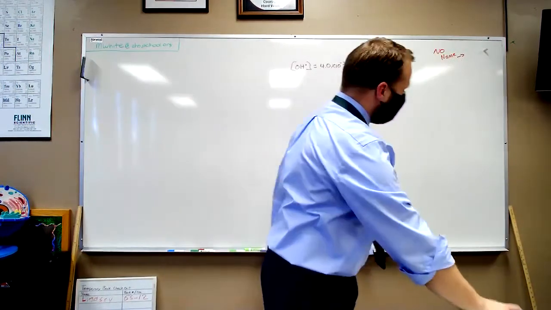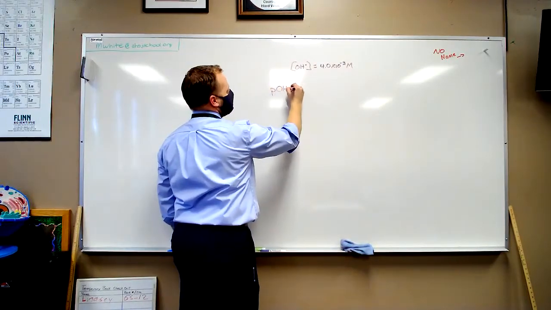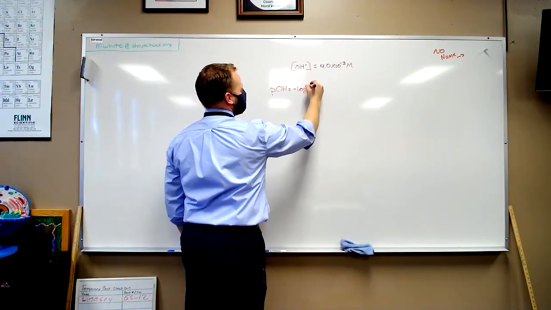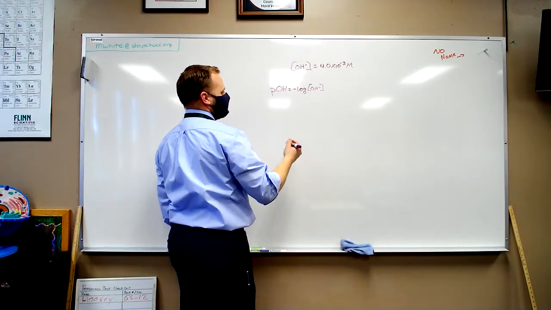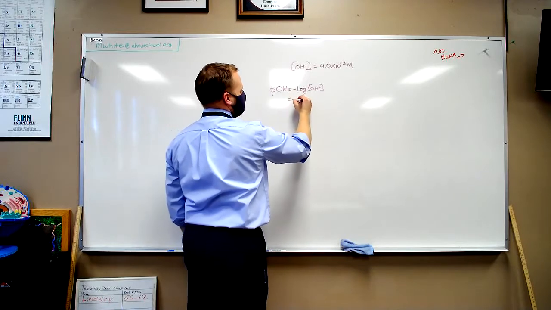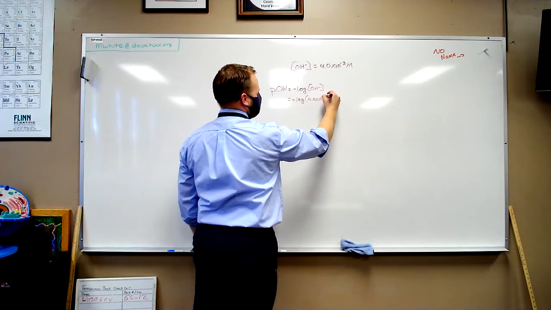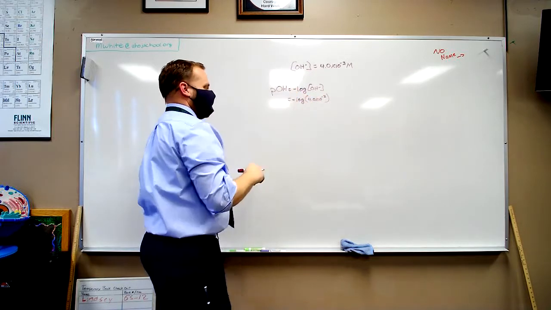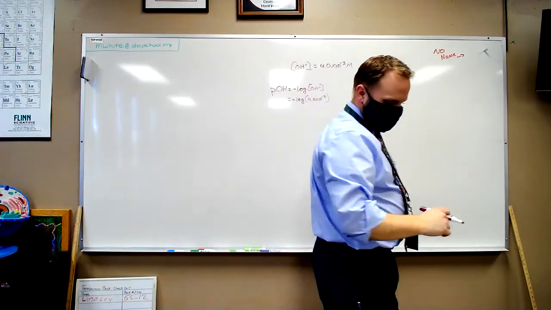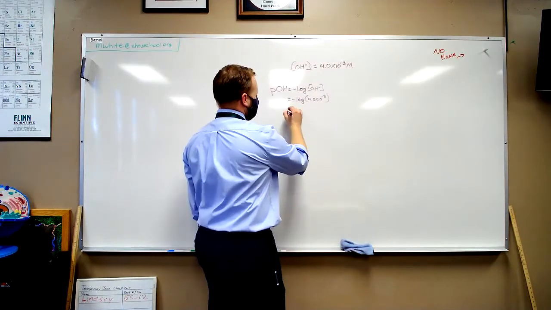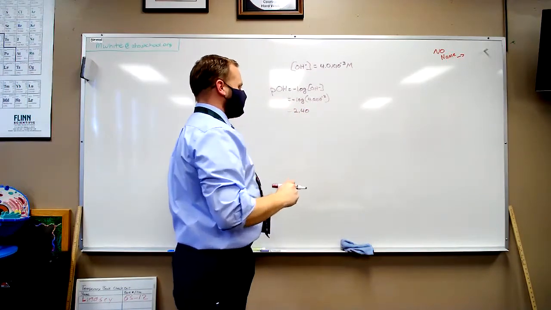All right. Well, we know that the pOH is the negative log of the hydroxide ion concentration. So the negative log of 4.0 times 10 to the minus third. We just put that into our calculator. That is going to give us a value of 2.40.